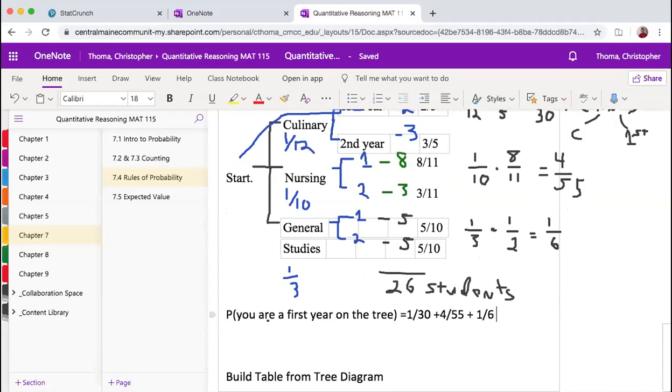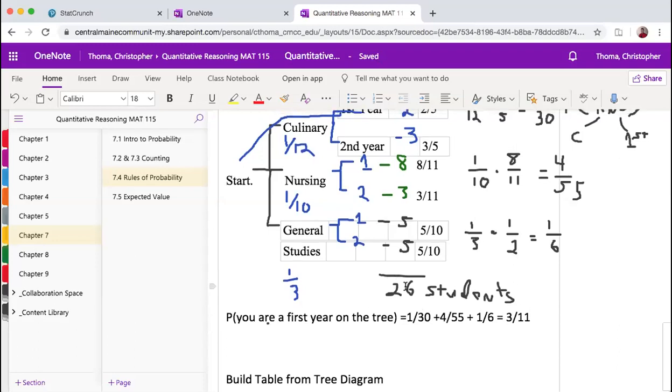And if I actually built this off my class, the question would be, what's the probability of your first year in my class, right? 1 divided by 30 plus 4 divided by 55 plus 1 divided by 6 gives me 3/11. And what would be interesting, unfortunately I can't do it for you all, but if we did build this off our class, that should be how many first years are actually in the class right now.